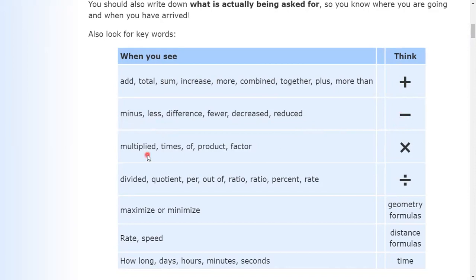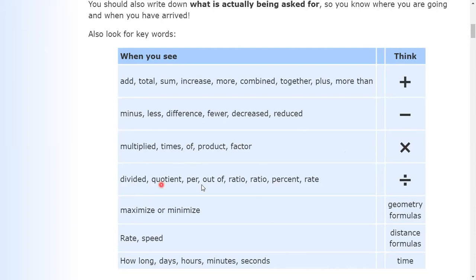Next, multiplied, times, of, product, and factor: think multiply. Especially "of". You will have to put the sign of multiplication before this "of". And then look at this.